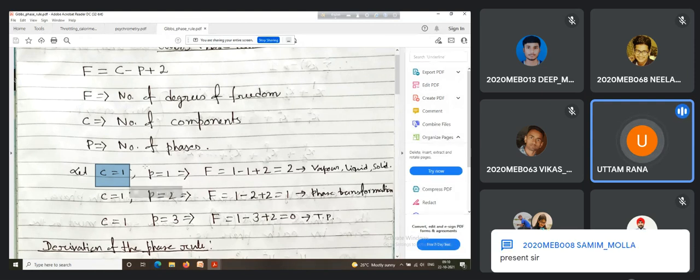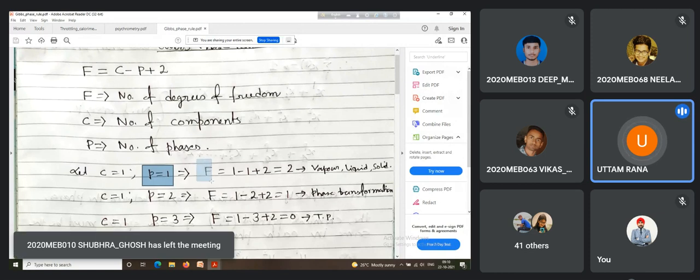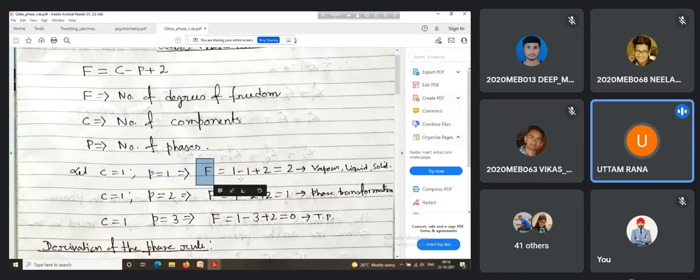If we consider either the vapor phase or liquid or solid, the number of phases will be 1. So if C is equal to 1 and P is equal to 1, what will be F? F will be equal to C minus P plus 2. Here C is equal to 1, P is equal to 1. So we need two independent properties to specify the state, which we already know. We have discussed it so far.